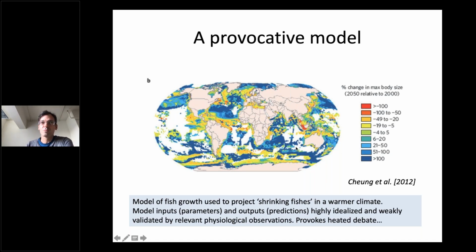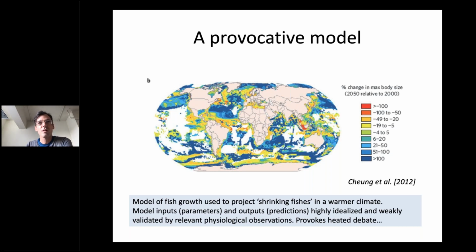There's a whole lot of spatial structure here. It's not entirely clear where that comes from, but the most important aspect of this model was that it provoked a very vociferous debate. Some of you, I think, have been involved, at least peripherally, in that debate, if not centrally, about shrinking fishes. Part of the reason that it generated so much debate is that the connection to the underlying physiology of oxygen limitation was not the main plank of this model.